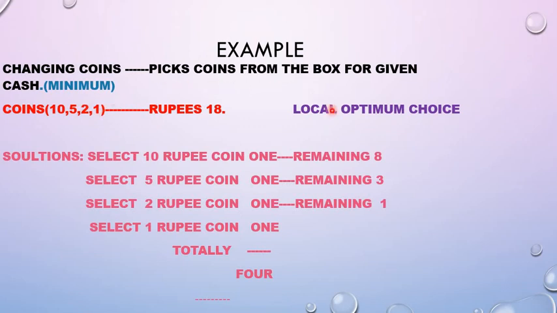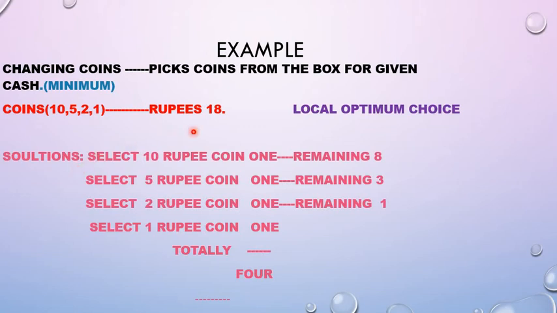At each and every step, we have to pick the local optimum choice, the local best choice. Local means at each and every step we have to pick the best choice, that is, the best type of coin from the box. This is how we can get the perfect solution.